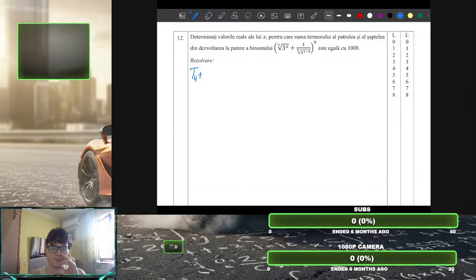Now, after this, last one, binomial, Newton, stuff like that. Find the real values of x, for which the sum of the 4th and the 7th term is equal to 1008.